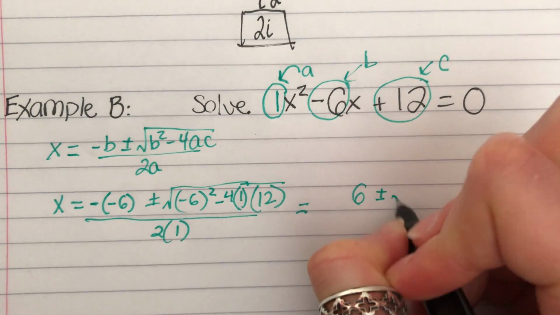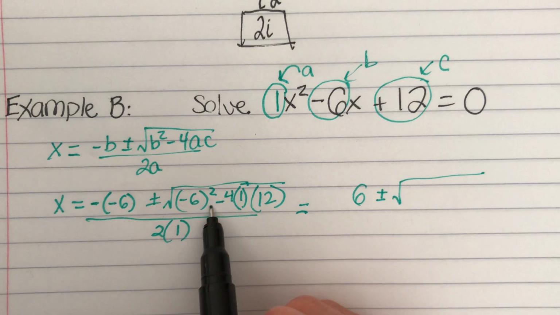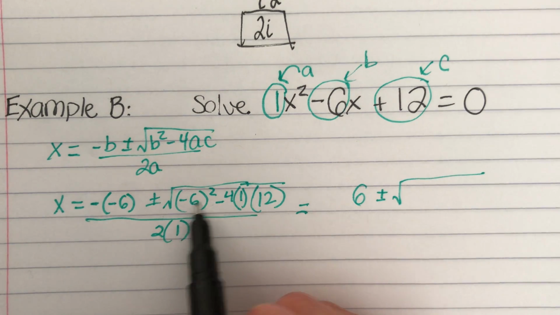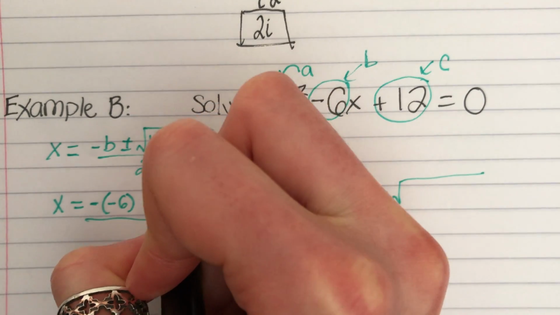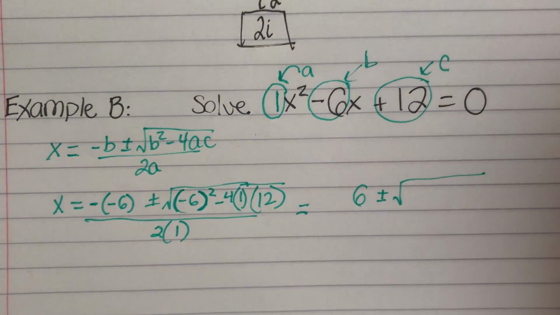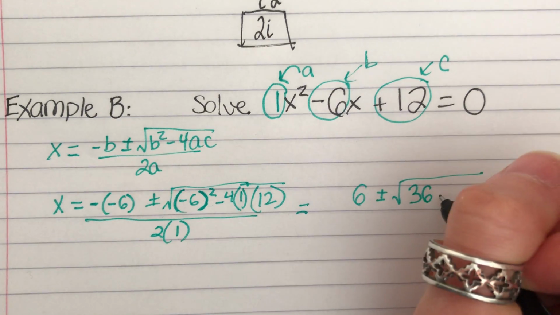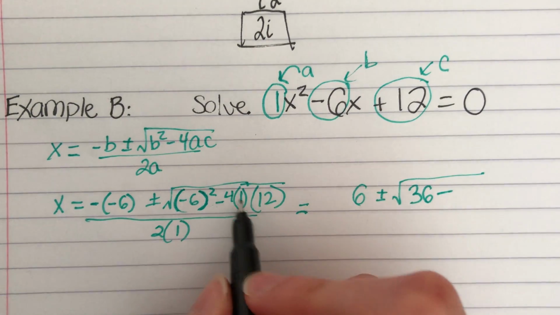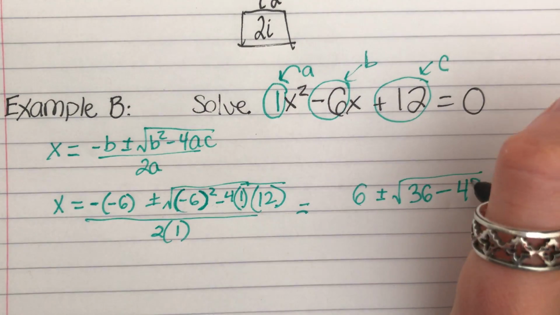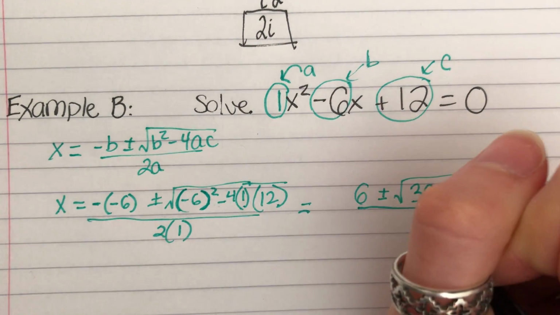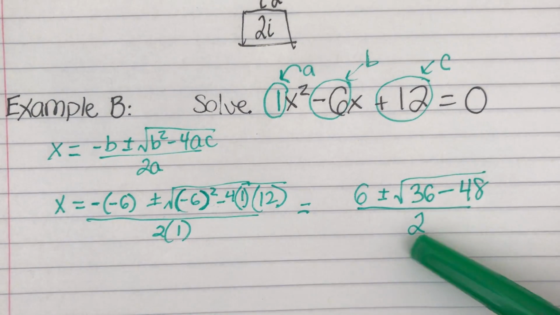Plus or minus. Now I'm going to simplify this piece right here. What is -6 squared? This is where people make a lot of errors. What they forget to do is put it in the calculator with these parentheses, so make sure you're doing that. That will give you +36, minus 4 times 1 times 12, which is 48. Again, that is all divided by 2 times 1, which is simply 2.